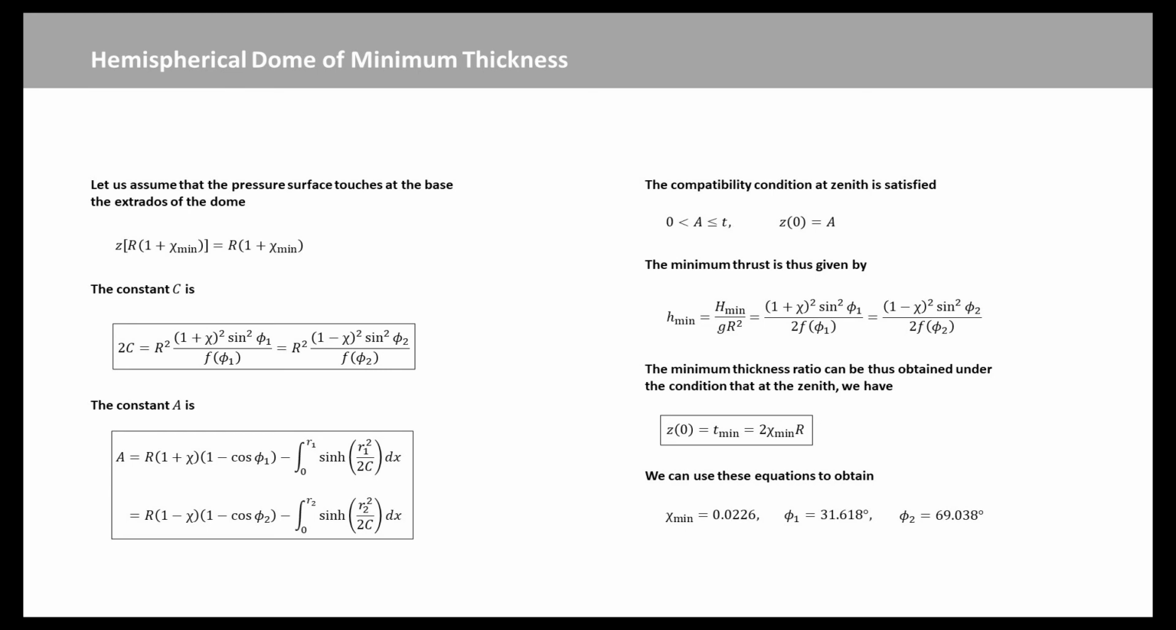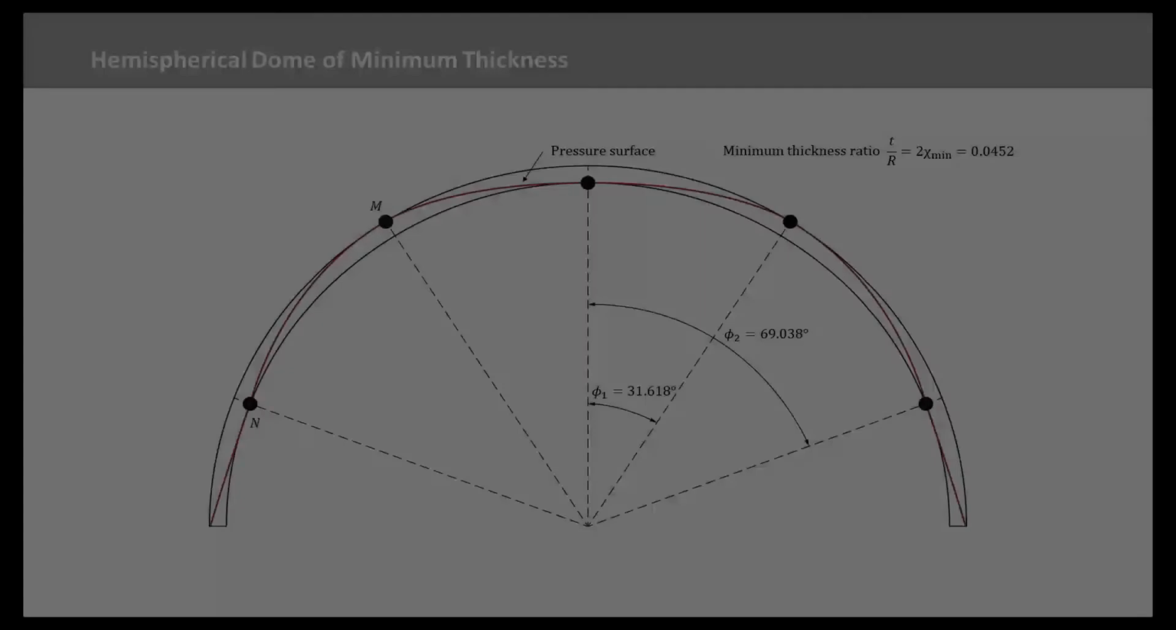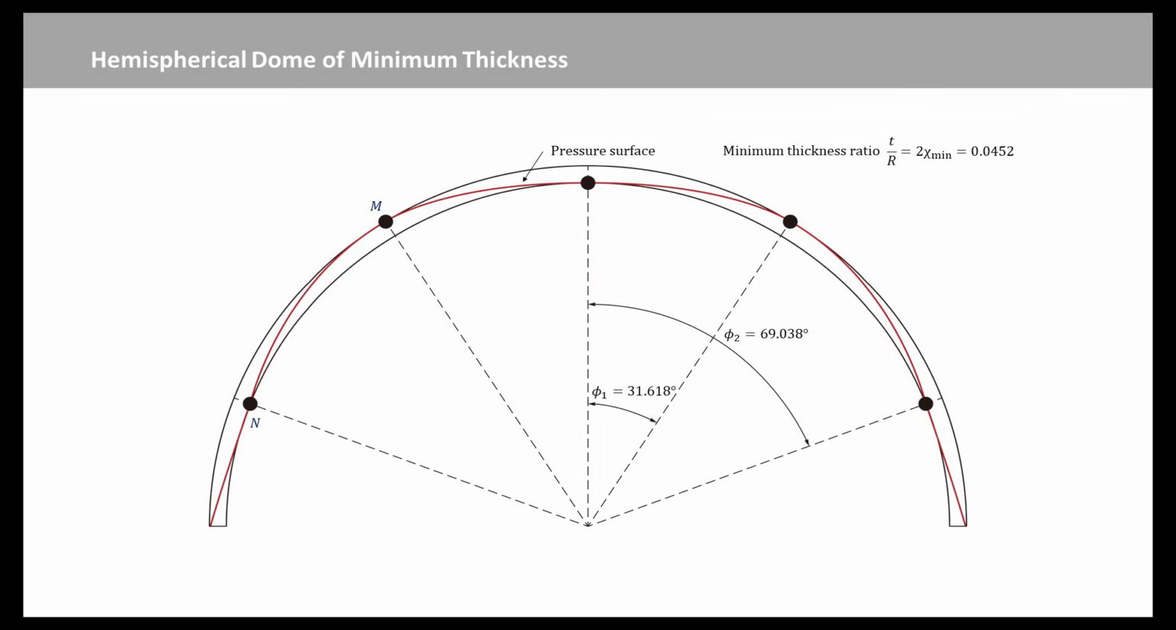0.0226, phi1 is 31.618 degrees, phi2 is 69.038 degrees. Thus, the minimum thickness ratio should be equal to 0.0452.